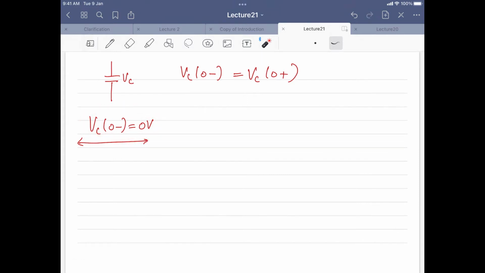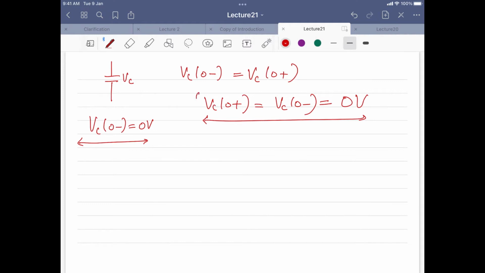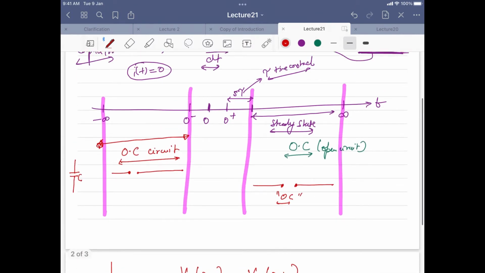And then when you close the switch, what will happen? Vc at 0 plus will be equal to Vc at 0 minus, which is the earlier voltage which we had. So now what will happen? It will also be 0 volts. Will it be or not? Yes, sir. So if it is 0 volts, then which kind of circuit is it, where you have 0 volts across it? What kind of circuit is it? Short circuit? Okay.